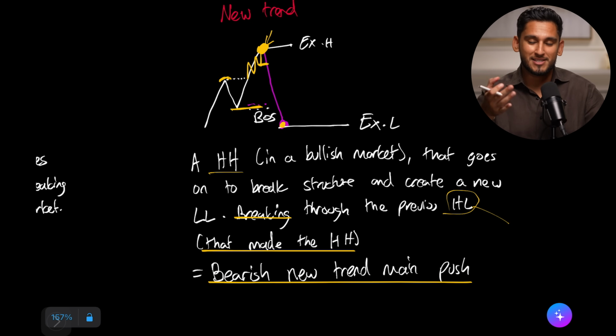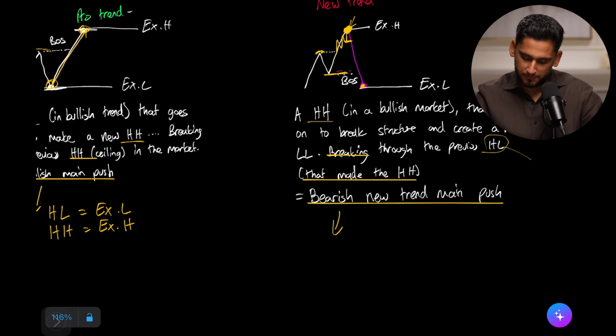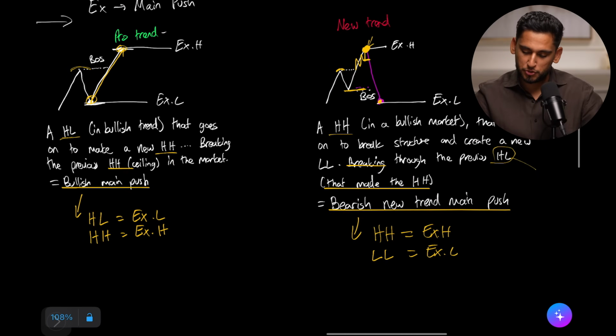The way to remember this is when you are looking for a main push, you're looking for new territory where a previous high or a previous low, a previous ceiling or a previous floor, is broken and a new push has happened. And if it happens in the bullish direction, it's a bullish break of structure, a bullish main push, and the opposite in the bearish case. And therefore, just to define it, a higher high in the market equals our external high, and the lower low equals the external low. So a little bit different from pro trend to new trend.